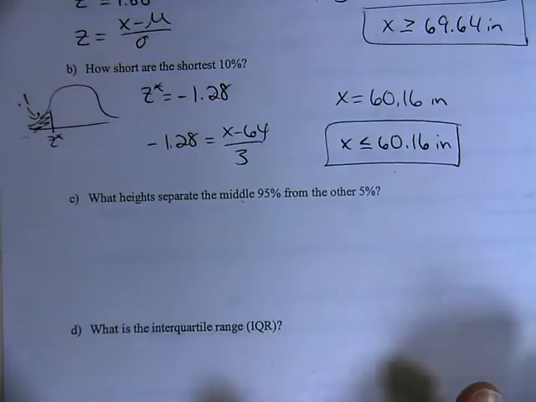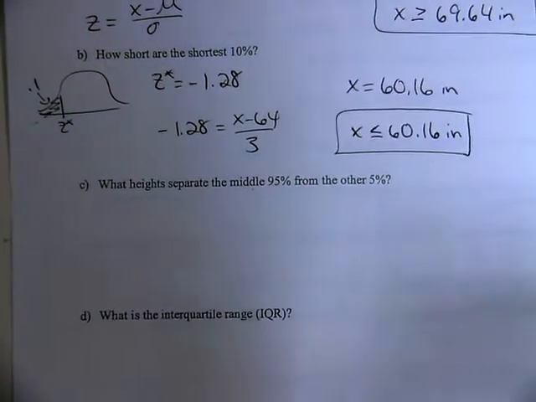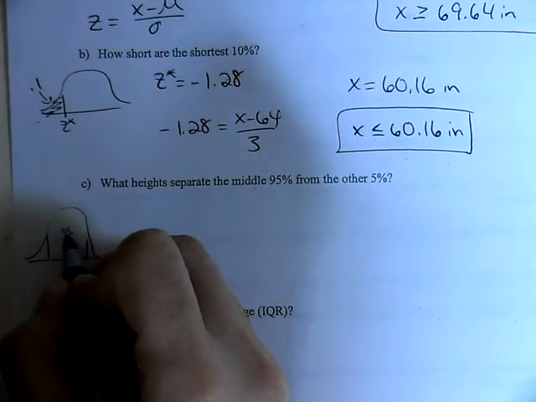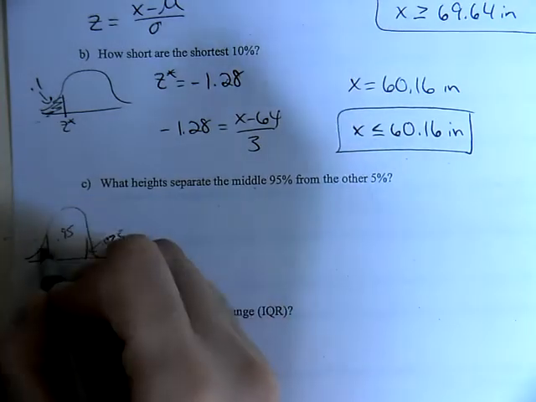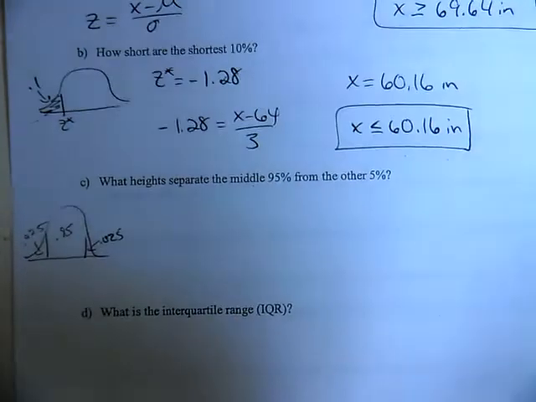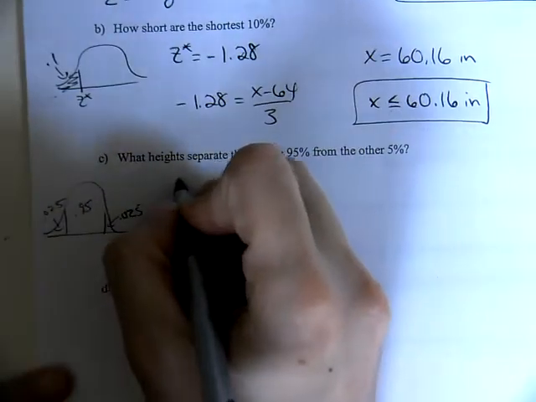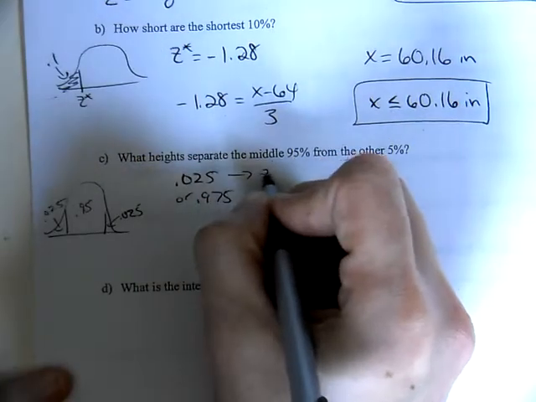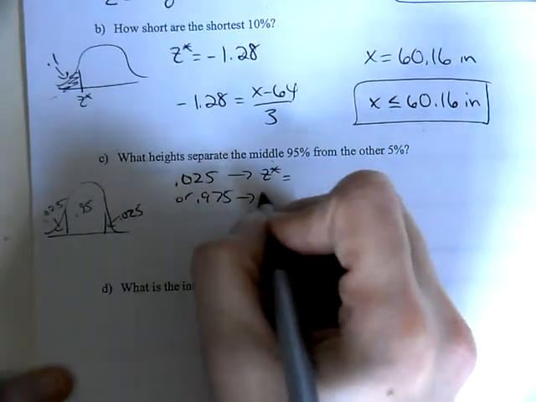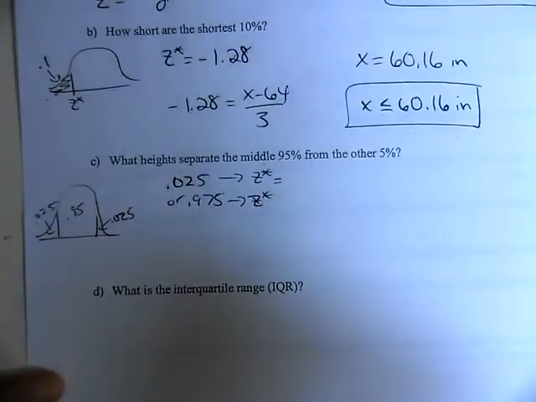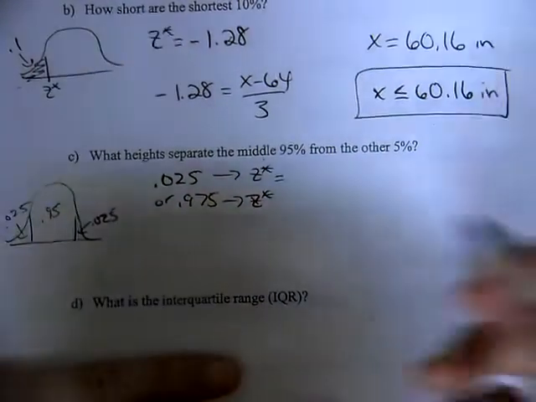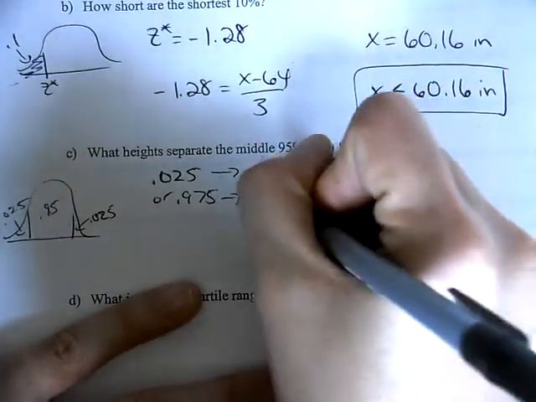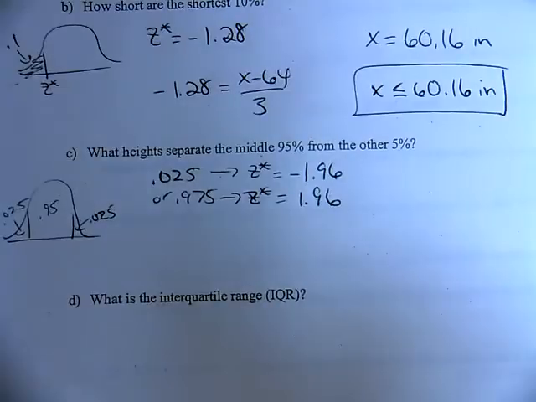What heights separate the middle 95% from the other 5%? And you don't have to draw a picture every time. I'm just a visual learner. So we have 95%, 0.025 on either side. So if I look up 0.025 or 0.975, I get a Z star of, I'm just not showing you how I'm looking it up. You can look it up on your own. Negative 1.96 and positive 1.96.